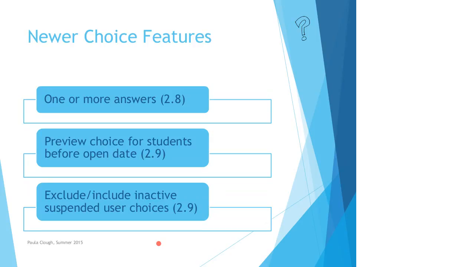Also, you can exclude or include active or suspended users in the class and the choice. This might be helpful if you have some students that have been inactivated or suspended, and you want to just take those out. If they're still showing in the class, if they've answered it, they're going to be included in your data.